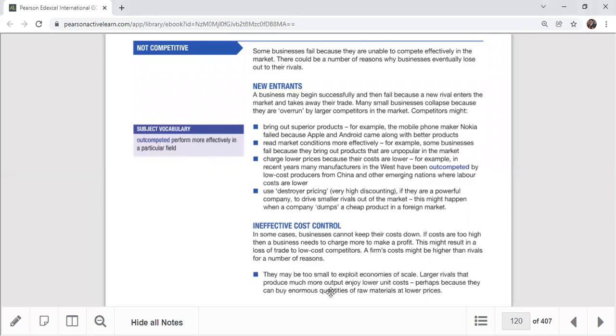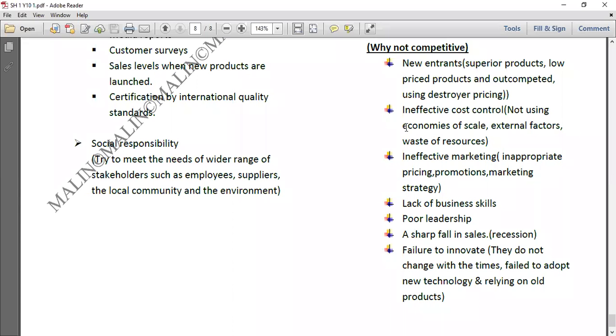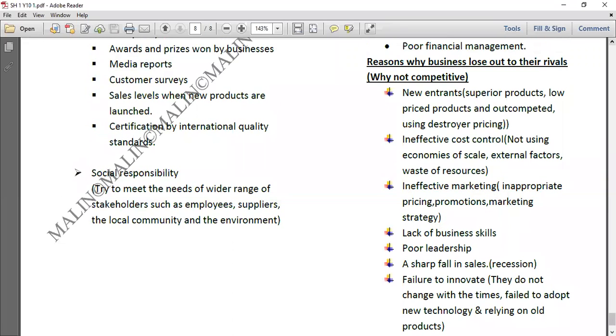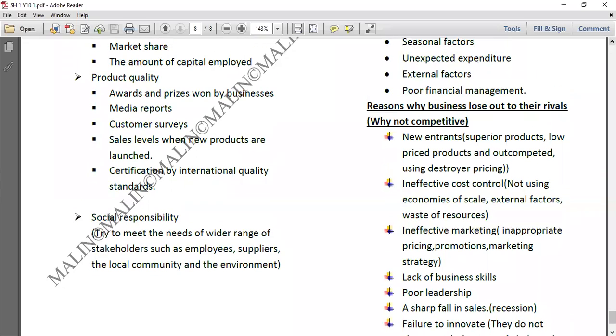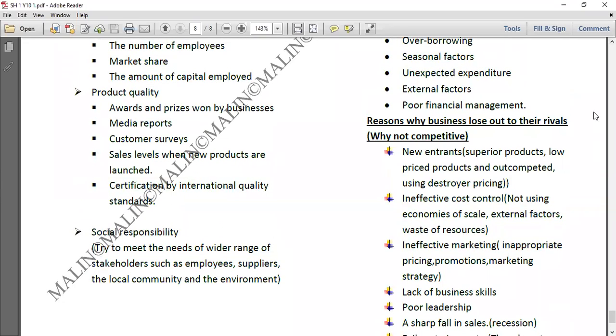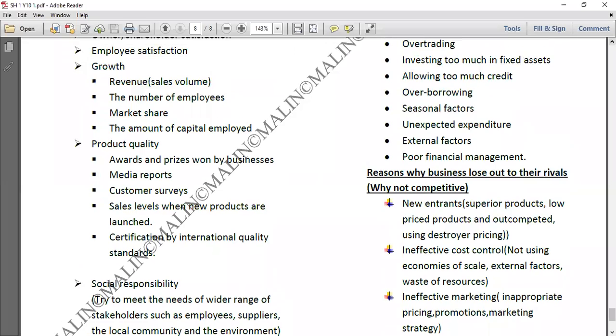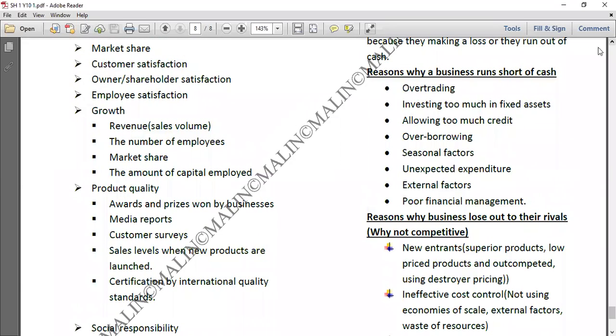So competitive means you have to be very up to date with the environment. In my short notes, you can see I have given a list of items: why businesses are not competitive, the reasons why businesses lose out to their rivals. And also in my short notes, I have given the previous reasons why businesses run short of cash.